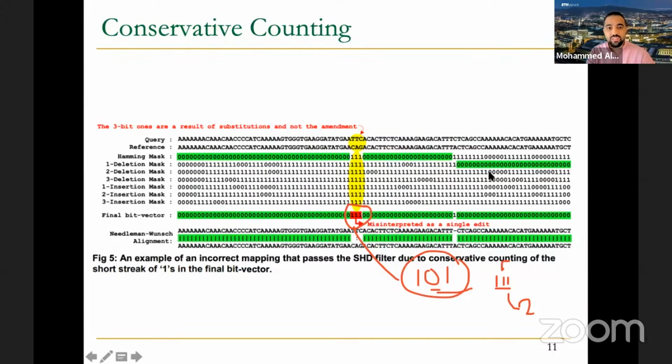But if we overestimate, for example, if the number of edits is 4 and we said 5, as long as both of them agree that it is higher than the threshold, then it's fine. It's not a false reject, it's not a false accept. But if one of them disagrees, especially our filter disagreeing with the correct or optimal algorithm compared to the threshold, then we will have a problem. Hopefully this is clear.